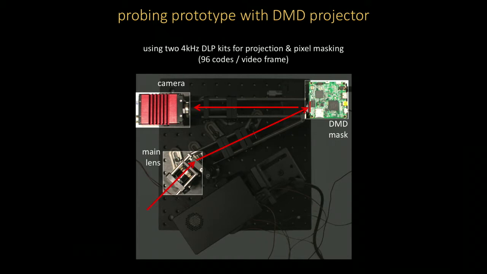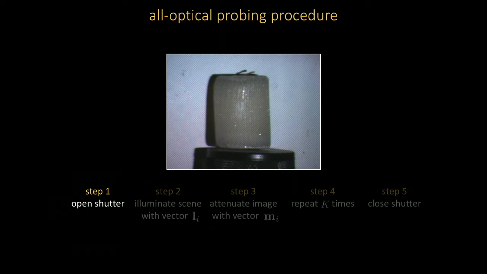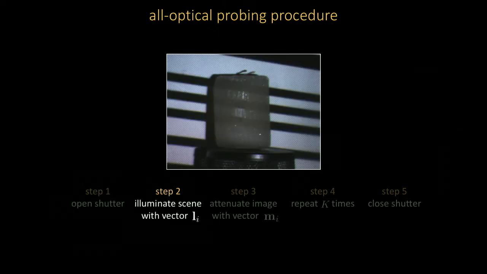So we can change the illumination at 4,000 hertz, and we can change the masks that are placed over our sensor to block light at 4,000 hertz. And what the probing procedure to capture indirect light looks like is as follows. So we implement that procedure I just mentioned by first illuminating a scene with these epipolar lines.